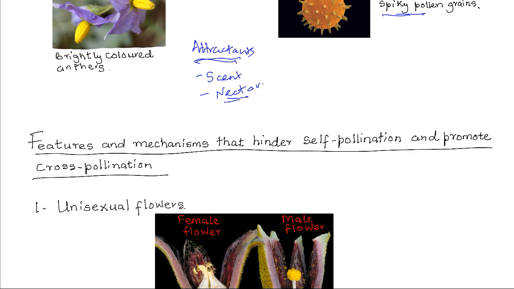Through self-pollination, there will be self-fertilization. And self-fertilization produces offspring that are genetically identical to their parent, hence there is no variation. Many plants have therefore evolved structural features and mechanisms that both hinder self-pollination and promote cross-pollination. So these mechanisms are the ones that you're going to look at, starting with unisexual flowers.